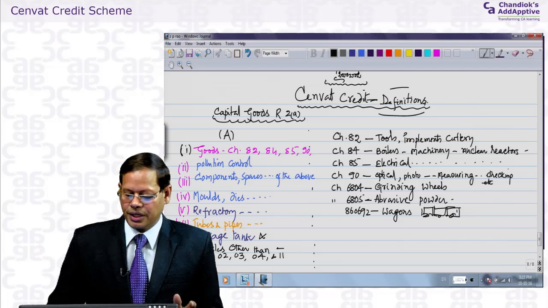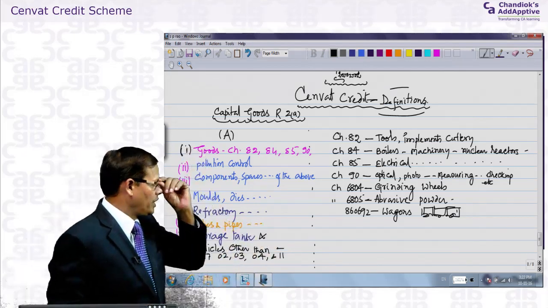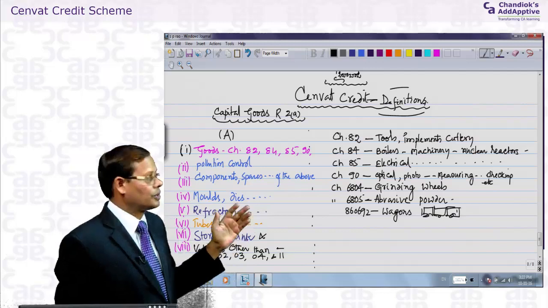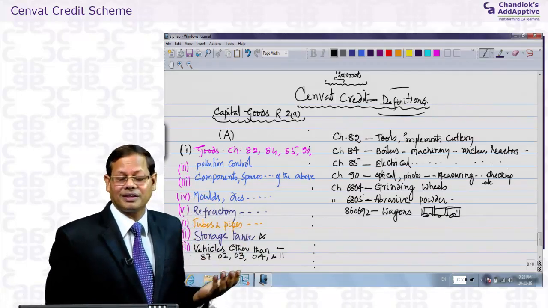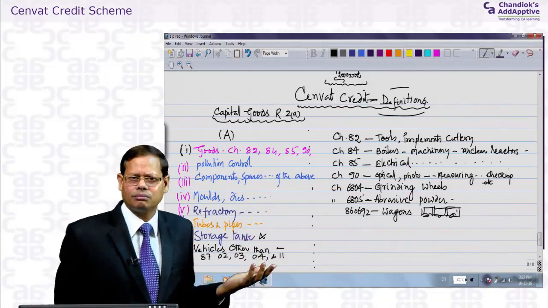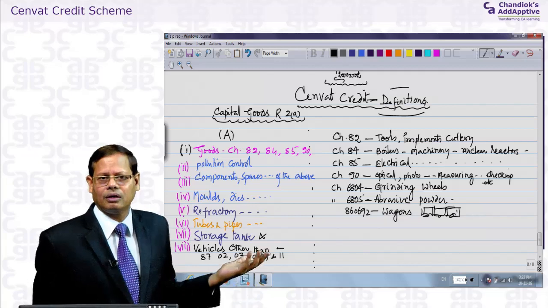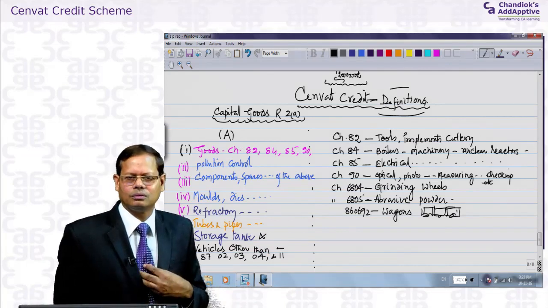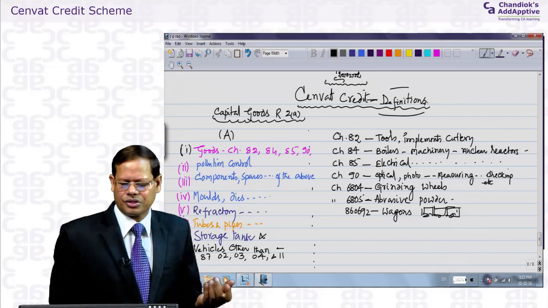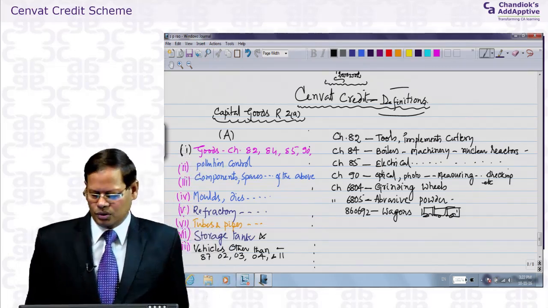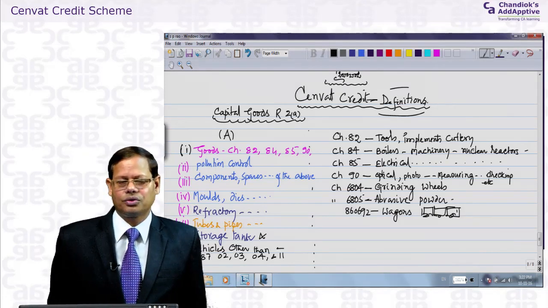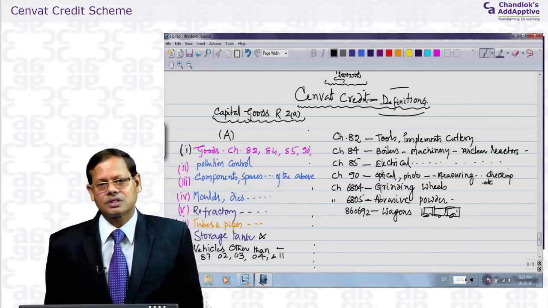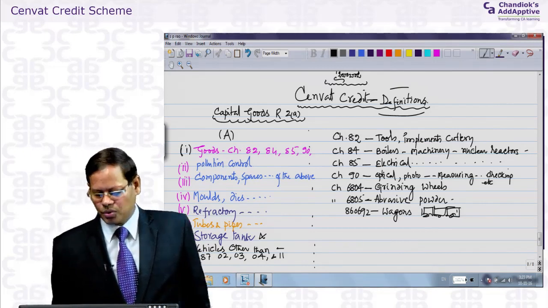These are the categories 82, 84, 85. Please read, but whether you have to mug up, I do not know, I can't say, but if you read two, three, four times, you will be able to remember. 82 tools, cutlery, etcetera. 84 boilers, mechanical equipment, all machine equipment, etcetera. 85 electrical. 90 photo studio related equipment, optical, photo, measuring, checking instruments. And 6804, 6805, only heading number 4 and heading number 5. They are about abrasive powder and grinding wheels. 6804 grinding wheels, 5 is abrasive powder, etcetera, and wagon.